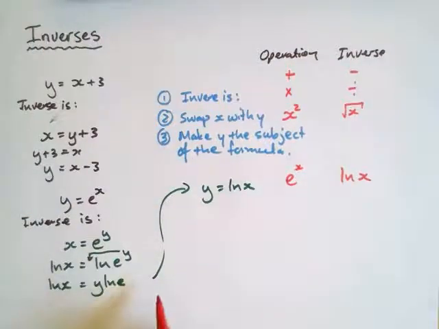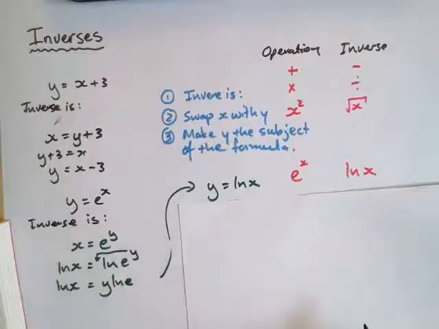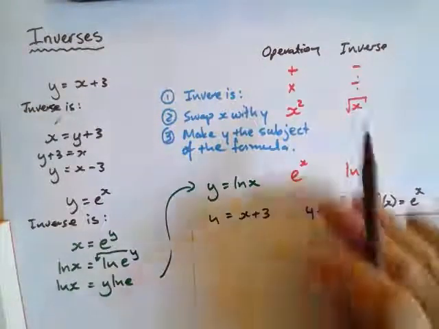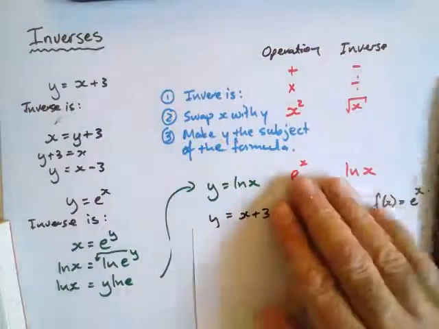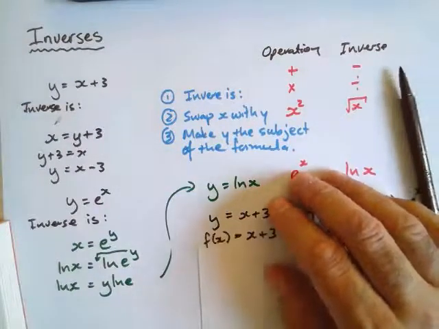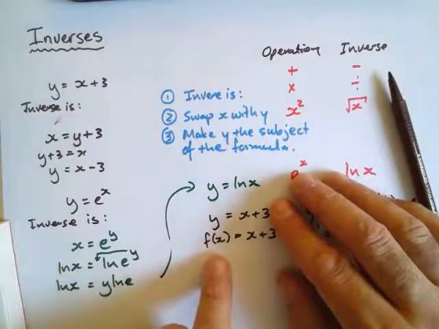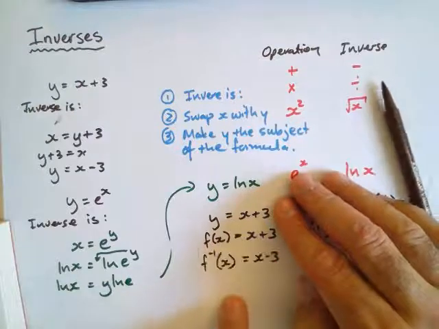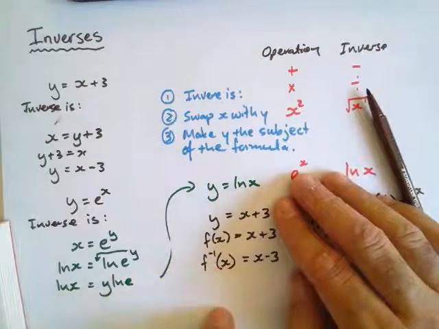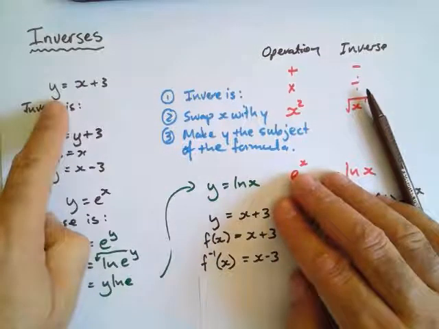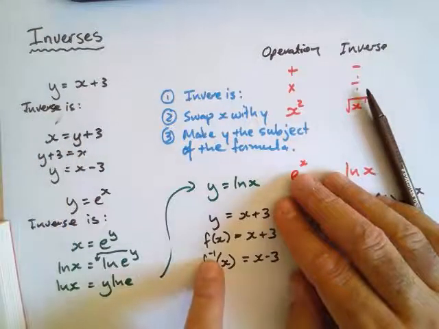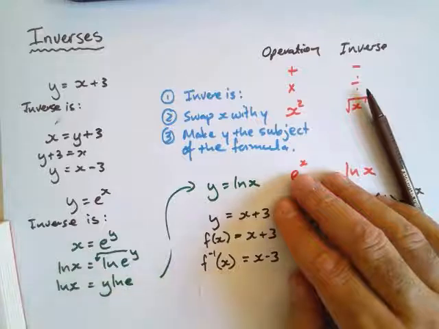You need to know how this method works and apply it. What you also need to know is, if I go back there, y equals x plus 3, then we say f of x is x plus 3, the function in x, and the inverse function we indicate with f to the power -1. So if the function is x plus 3, the inverse function, f to the power -1 of x, equals x minus 3.